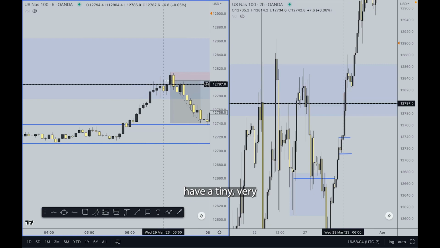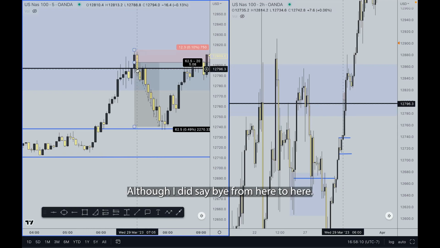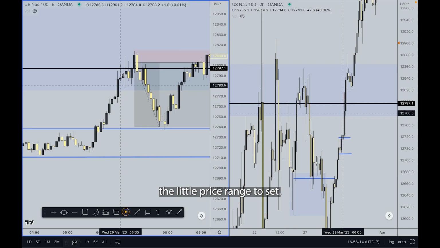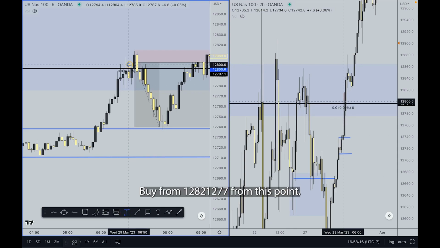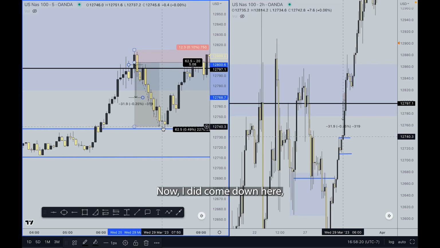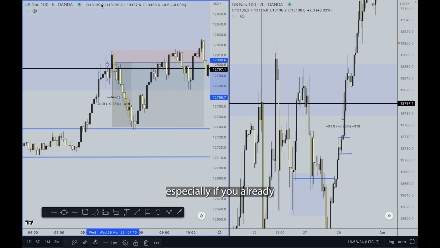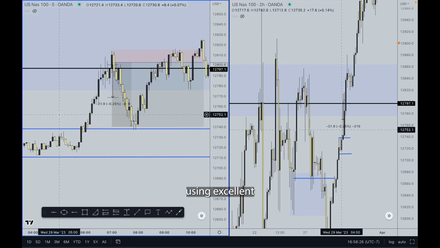So here, 5-minute time frame, strong engulfing candle. We see the wick rejection. We're thinking to ourselves, okay, there could be a pullback. Although I did say buy from here to here. I'll show you the little price range tool. It said buy from 128 to 1277 from this point. Now it did come down here, but that's fine. Like I said earlier, it's okay to have drawdown, especially if you already accepted the risk using excellent risk management and trade management, and you ultimately trust your analysis based off probabilities.